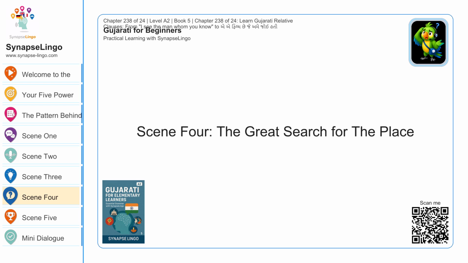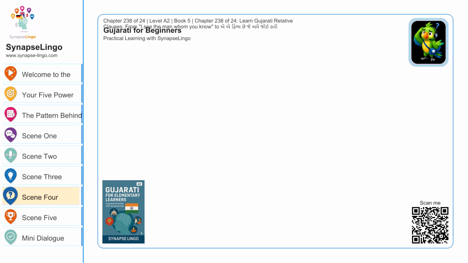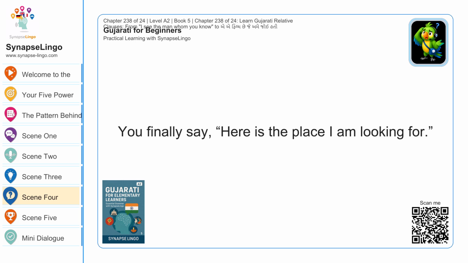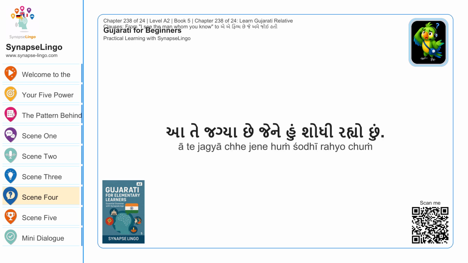Scene 4. The Great Search for the Place. You have walked too far, checked the map upside down, and trusted your inner sense of direction, which was a terrible idea. But now, victory. You finally say, here is the place I am looking for. In Gujarati. આ તે જગ્યા છે જેને હું શોધી રહ્યો છું.